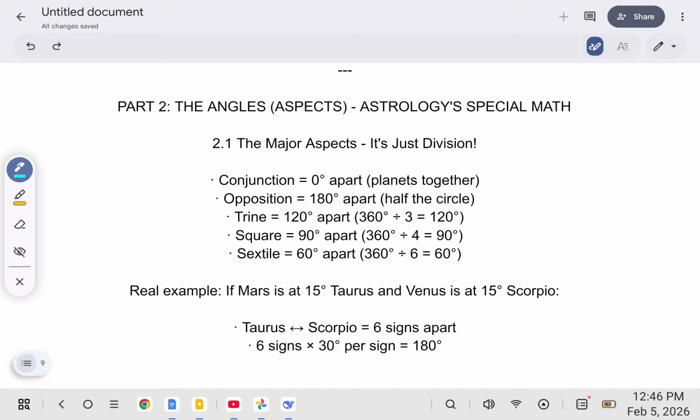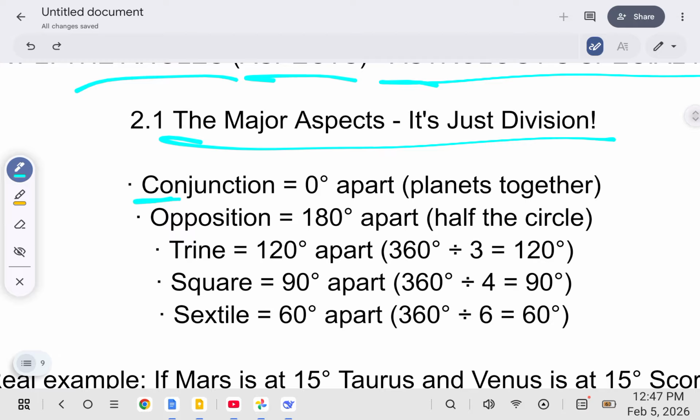Alright. As you guys see on the screen, we're talking about angles. So, in astrology, there are aspects, also known as angles, and this is astrology's special math. So, the major aspects, it's just division. What are we doing? We're looking at conjunctions, and that means it's 0 degrees apart. Planets are together.